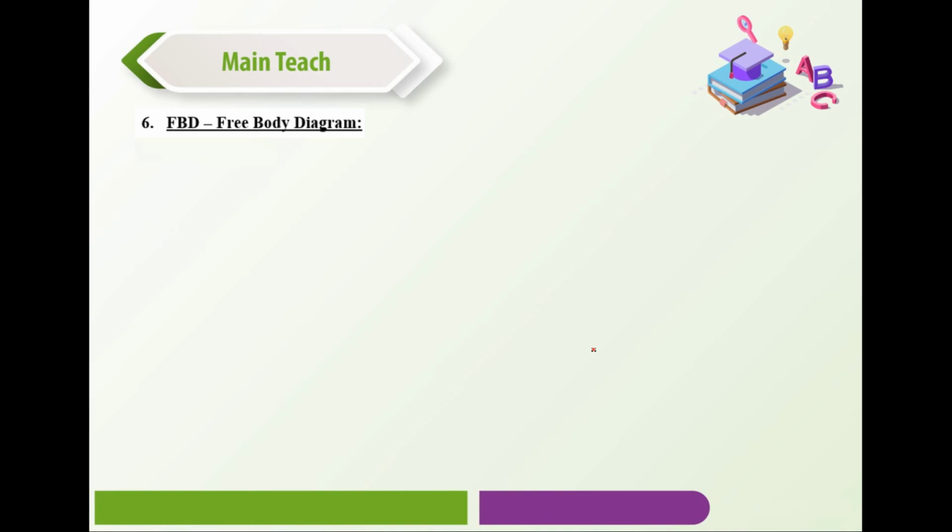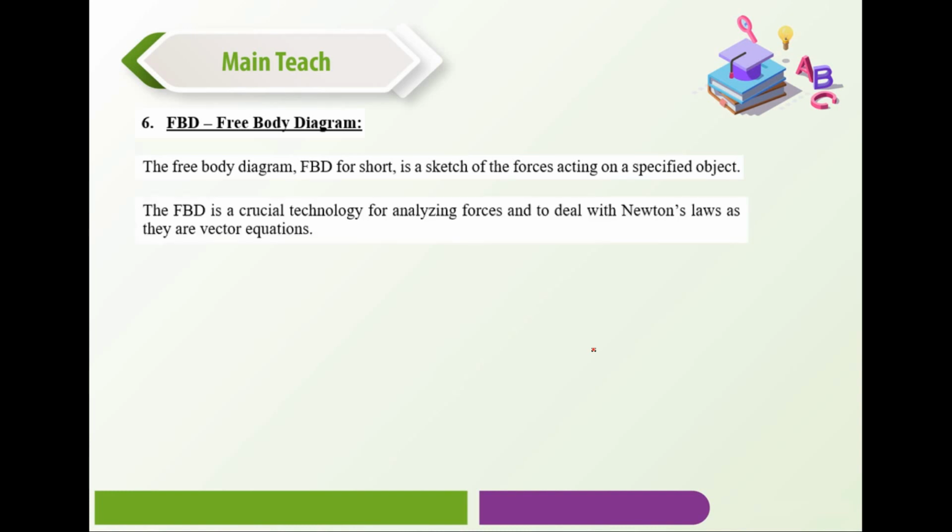Section 6, FBD, free body diagram. The free body diagram, FBD for short, is a sketch of the forces acting on a specified object. The FBD is a crucial technique for analyzing forces and dealing with Newton's laws, as they are vector equations. What are the rules for doing the FBD?